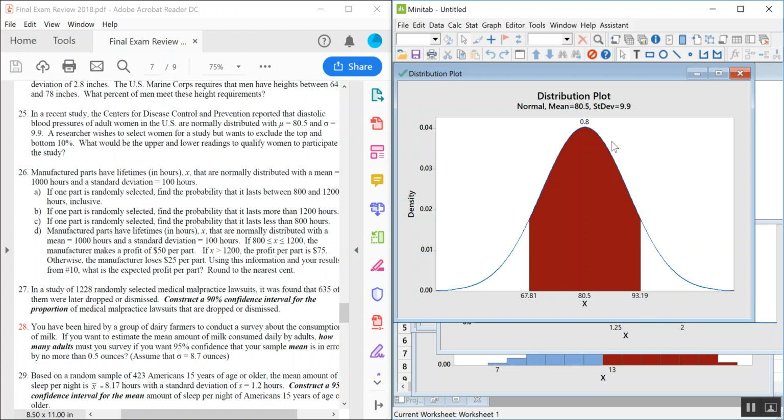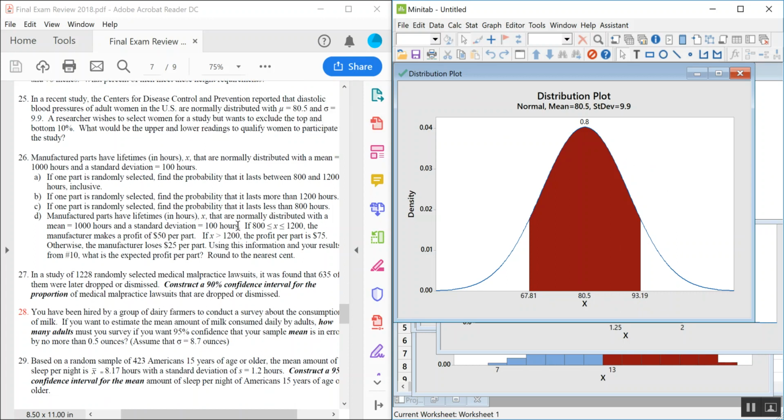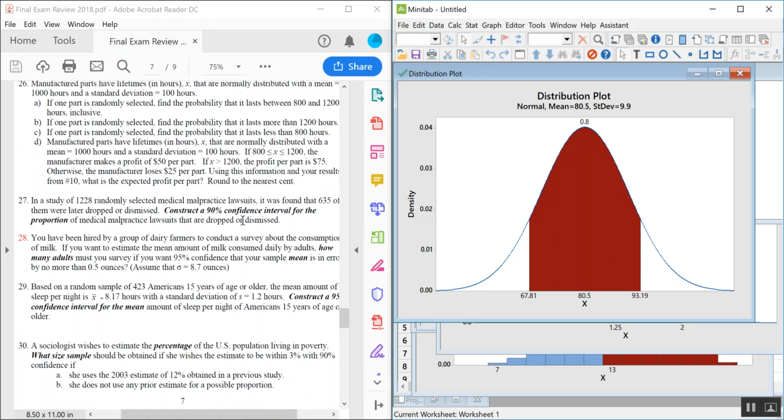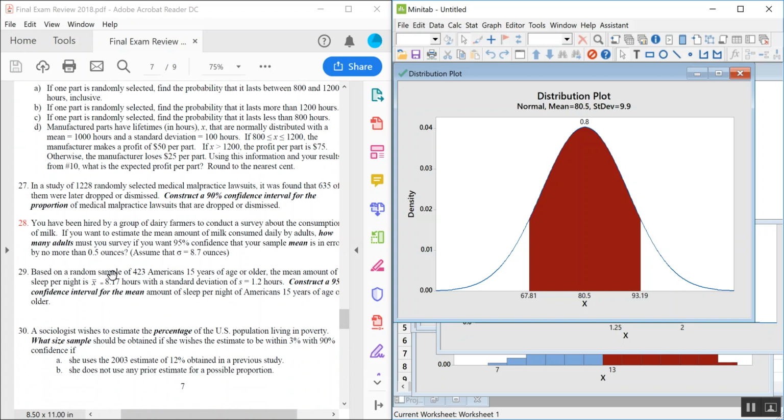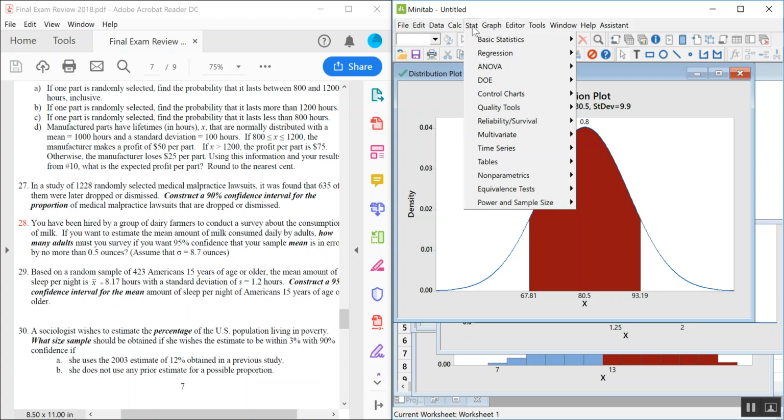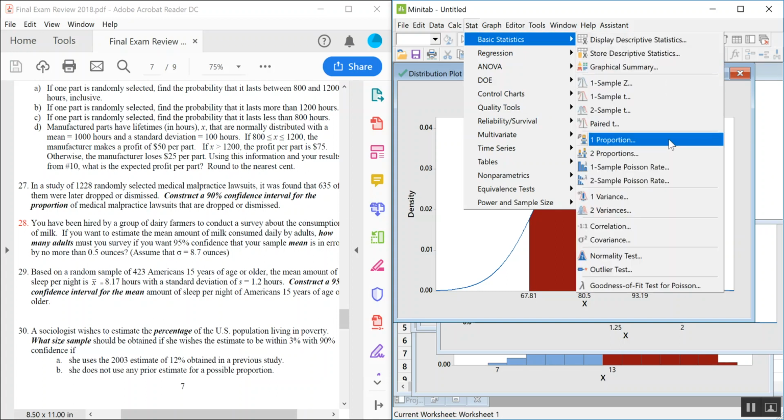So that's 25. Next up was 27. Ooh, a confidence interval. I like those. How many people do we have? 635 of them were dropped or dismissed out of 1,228 lawsuits. Let's build ourselves a 90% confidence interval. We're building a confidence interval. This will be a proportion test because I'm counting stuff.